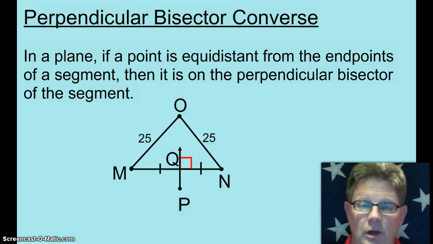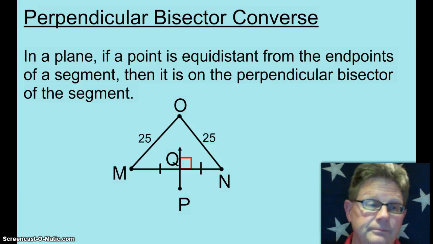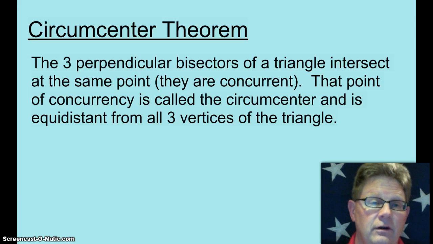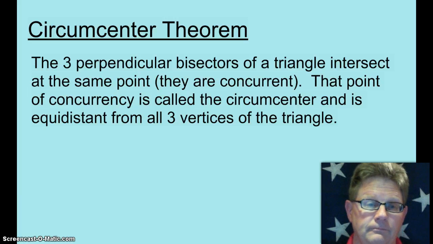Go ahead and pause and write that down and then move on. The circumcenter theorem says the three perpendicular bisectors of a triangle intersect at the same point. That means that they're concurrent.